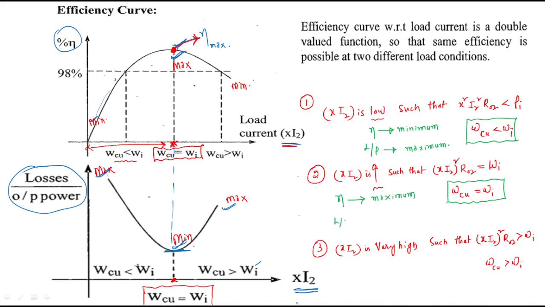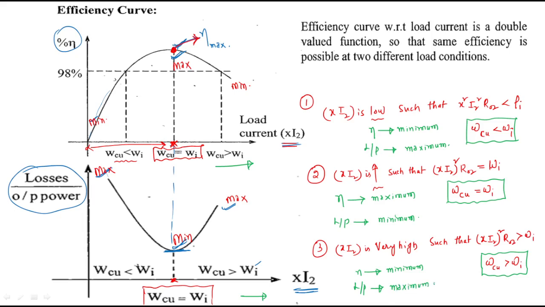Like that, what about the loss to power ratio? This is minimum. So again we increase this x I2, that is, the fraction of load increases. What will happen? Again efficiency is minimum. So for the value of Wcu which is less than or more than the iron loss component, we are going to get a lower value of efficiency, that is, losses to power should be maximum. These are very important observations, right?